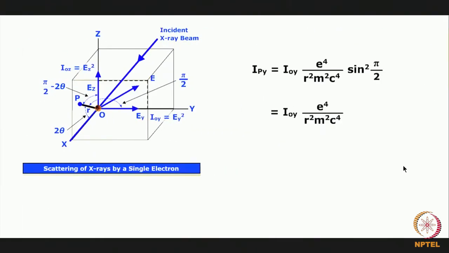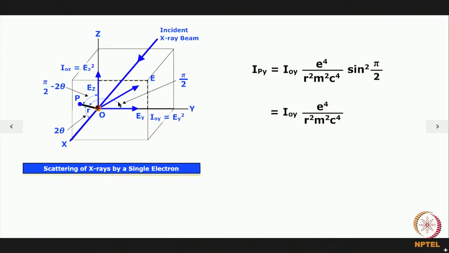Now, if we denote a point P in the xz plane, and if we want to find out the intensity of the radiation scattered by this electron at the point P, then we can find it out in this way. First, we find out how much is the scattered radiation from the y component of the field and how much is the scattered radiation due to the z component of the field, and then add them up.